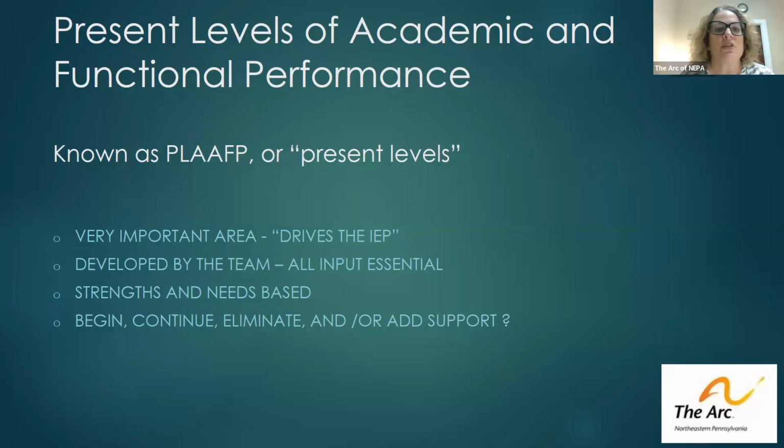The present levels of academic and functional performance are known as PLAAFP. Sometimes you'll hear them referred to as just present levels, or the PLOP, or the PL, but they're formally to include both academic and functional performance per IDEA regulations. And that's in IDEA section 300.320, where you can find these requirements if you wanted to refer to the Federal Register or the IDEA documents themselves.